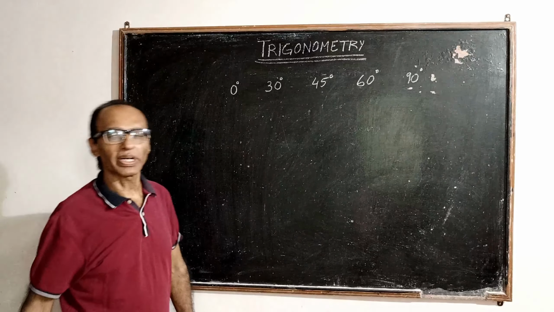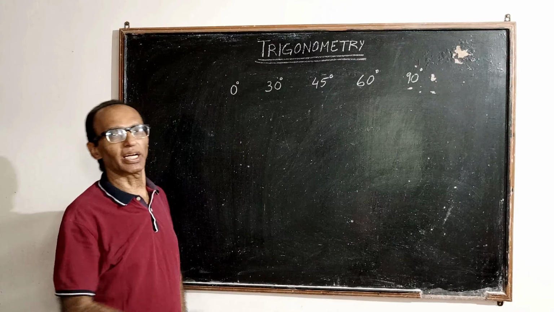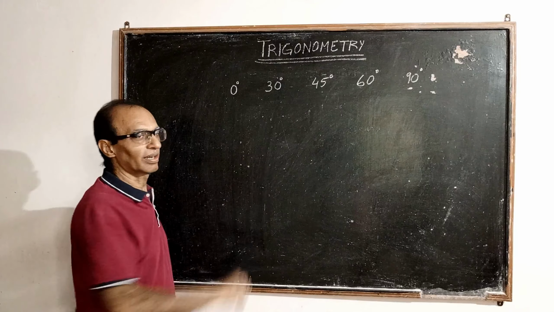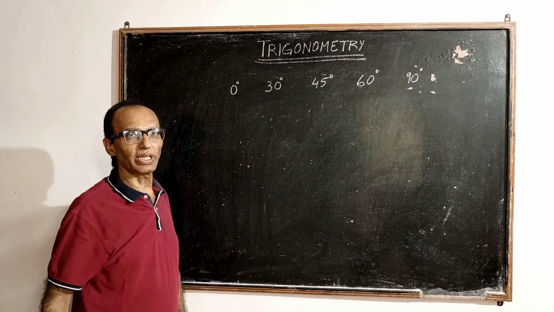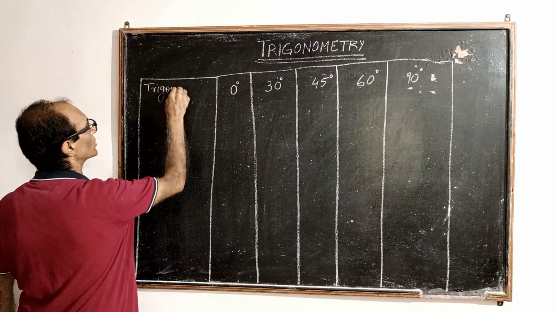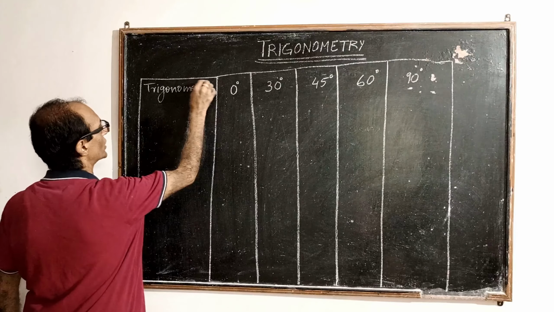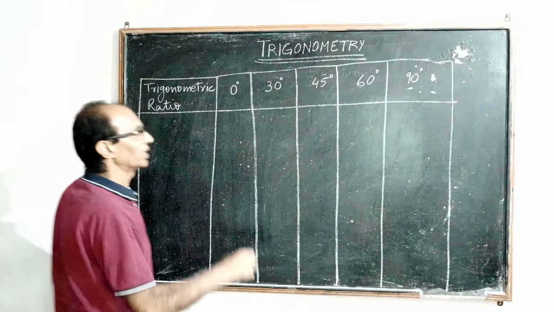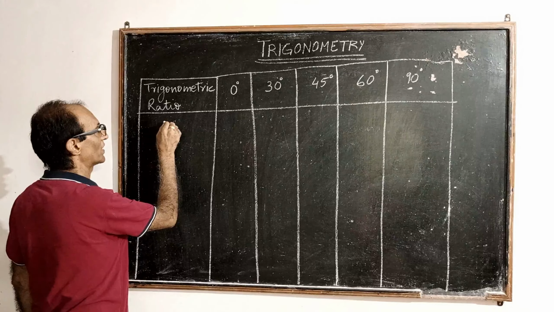This is important to have an idea about these trigonometric ratios, at least for these very angles, and how do we work them out and how are you going to remember it. Let me help you on that. Let me make a table here. Here we are going to write trigonometric ratio, and these are the angles. And now we are going to write the values for them.